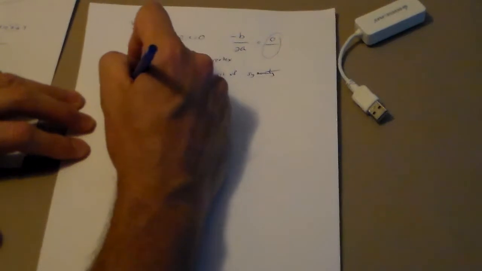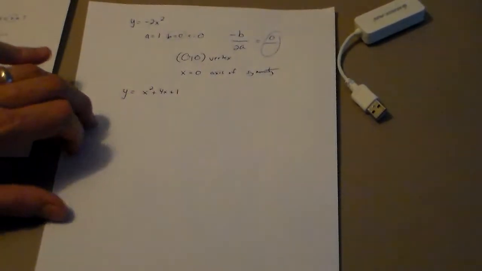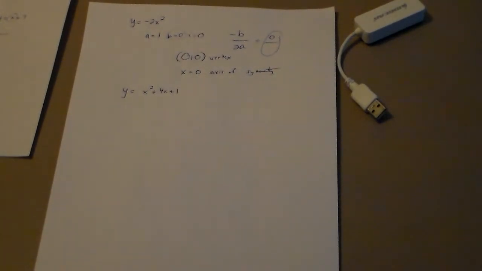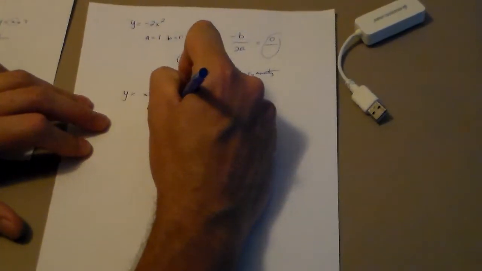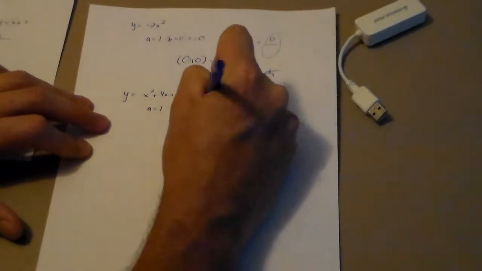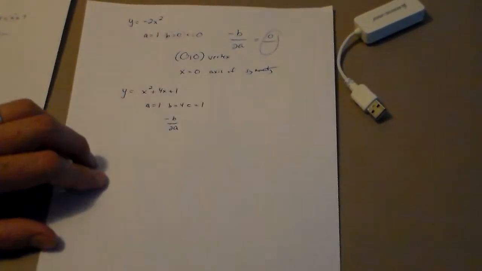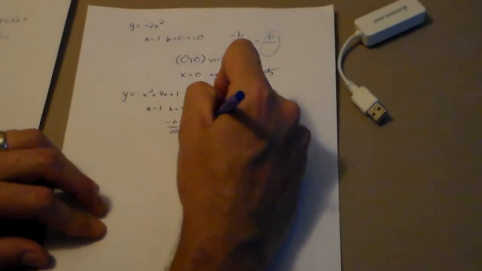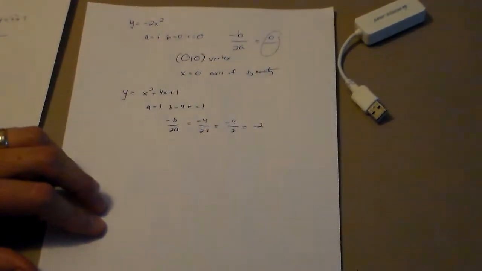So let's say I have this. Y equals x squared plus 4x plus 1. I'm going to tell you, when we look at this one, it's going to be more involved than the last one for sure, but I'm still going to say it's an easy one, and I want you to think about why I'm telling you that it's an easy one. Well, my a is 1, my b is 4, and my c is 1, and I do negative b over 2 times a. So that's going to be negative 4 over 2 times 1, negative 4 over 2, I get a negative 2.